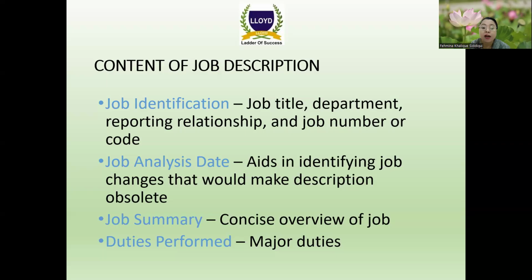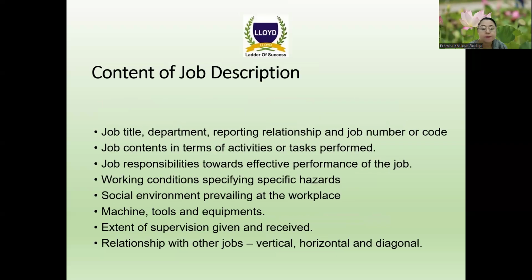Because a job description which is valid today may become obsolete tomorrow. For example, programming skills like Java and Python are now being replaced by AI. So the job analysis for a software programmer, which comprises programming languages, may become obsolete. Then a job description also comprises a job summary. What is a job summary? It is an overview of the entire job. Then the duties to be performed by the job incumbent will also be described in the job description.